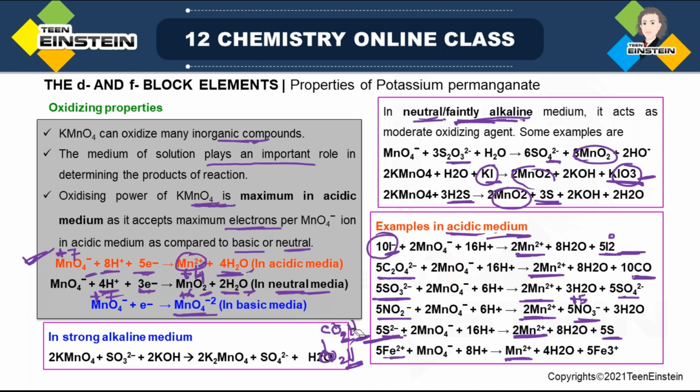Here we also have one example. If it is strongly alkaline medium, we have taken SO3 2-. See, this is also SO3 2-. Here also it is converted to sulfate, the same fate we are observing for SO3 2-. But KMnO4 is now converted to K2MnO4. See, this blue equation, it is MnO4 2-. So this is also MnO4 2-. Fine. Any doubt?